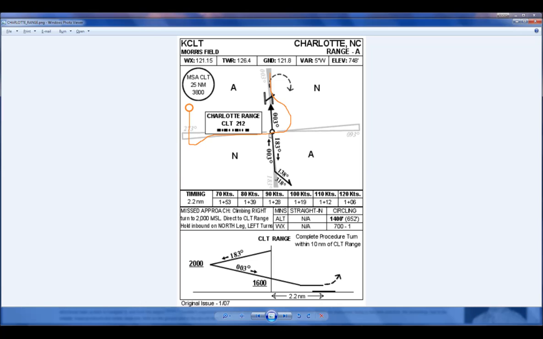But because this is an AM transmitter, a low frequency transmitter, we can actually tell which direction we're going by whether the signal is gradually getting stronger and louder or weaker. If we're heading toward the station, it's going to be getting stronger. If we're heading away, it's going to be getting weaker.